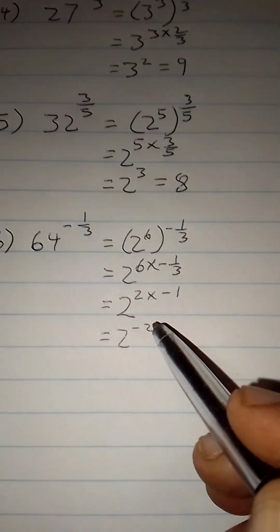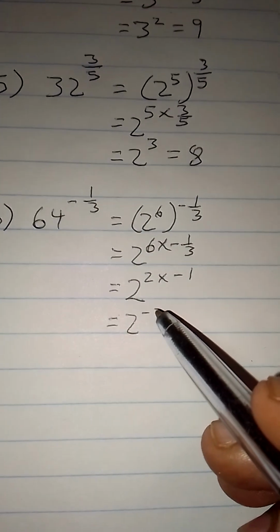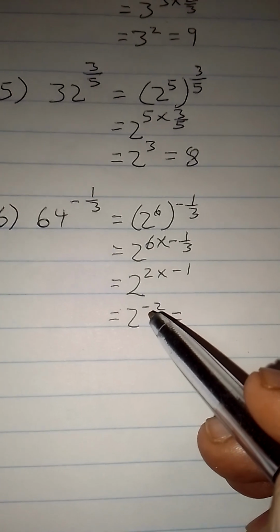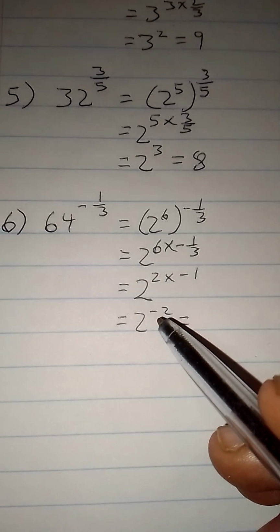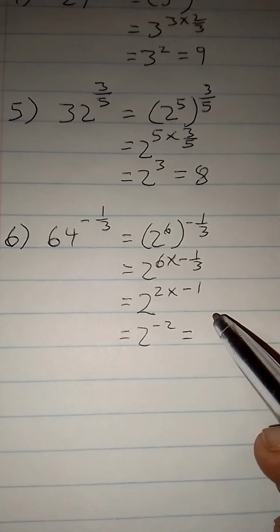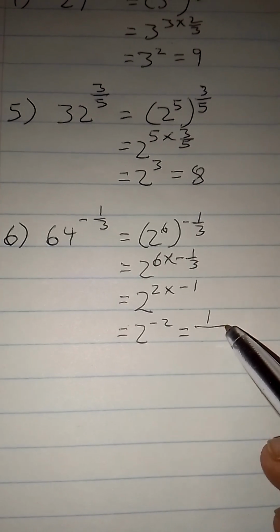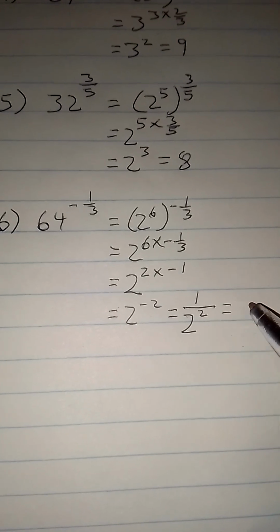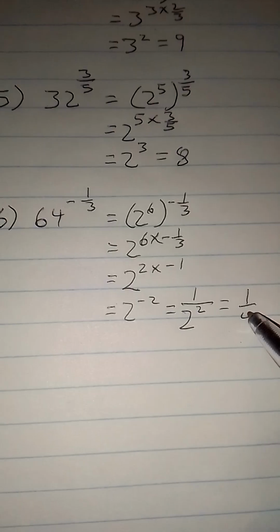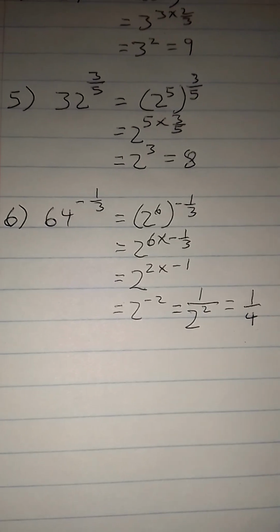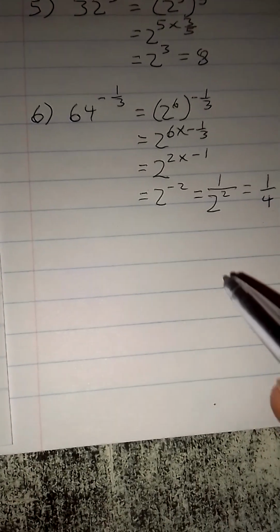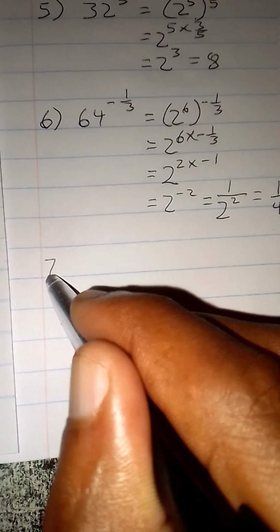Then we change the sign of the exponent into a positive exponent. So it's going to be 1 over 2 squared. So 1 over 2 squared is 1 over 4. Then we have our number 7.